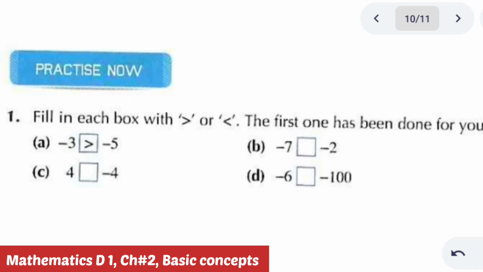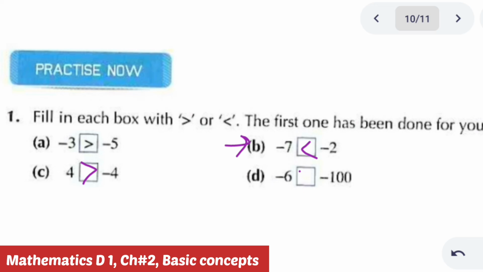Now if we practice these questions, we have to fill in the greater or the smaller sign. In question B, we can see -7 and -2. The number -7 is on the left of -2 on the number line. That's why -7 is smaller than -2. And every positive number is greater than any negative number. Therefore 4 is greater than -4.